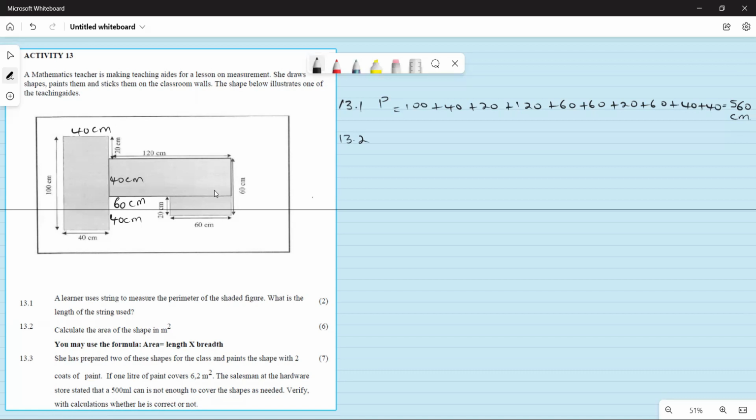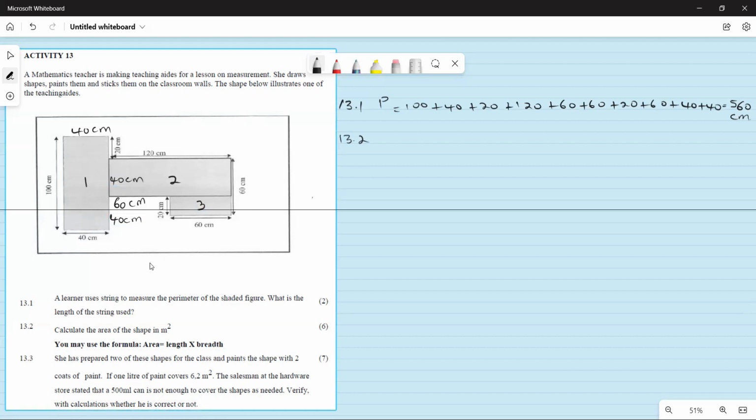So what I'm going to do is calculate the area of these shapes individually. And how am I going to do that? I'm going to break this shape into 3 parts. So I'm going to label this as rectangle 1. This is going to be rectangle 2, and this is going to be rectangle 3, since it does not have a mathematical name.